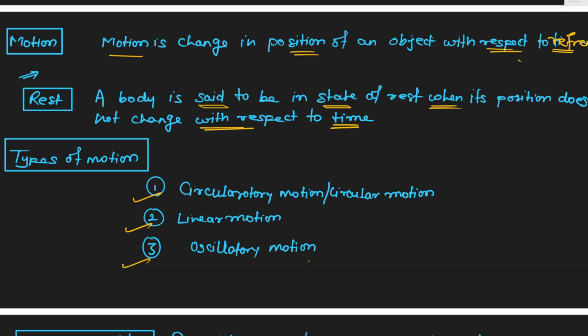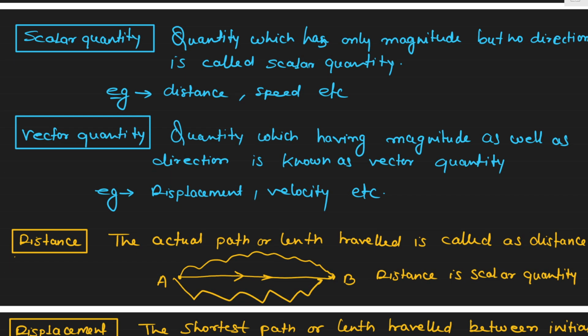Linear motion moves in a straight path. Oscillatory motion is to and fro, so it will be in oscillation. Then what is scalar quantity and what do you mean by vector quantity? A quantity which has only magnitude but no direction is called a scalar quantity, like distance, speed, etc. A quantity having both magnitude as well as direction is known as a vector quantity, like displacement and velocity.